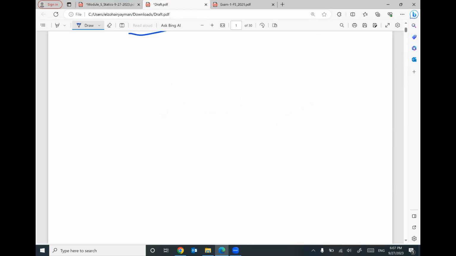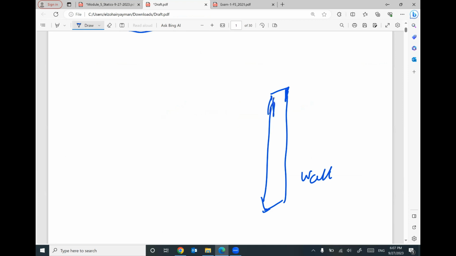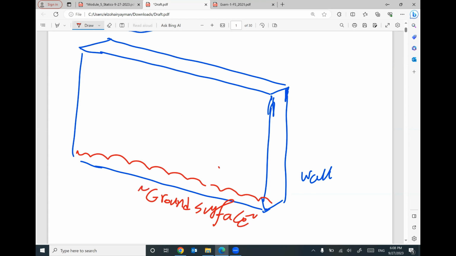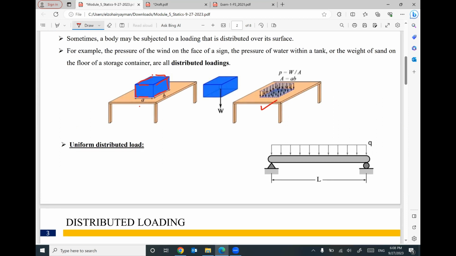Another example, if you look to a wall, fence around the yard of your house, this fence is not concentrated at one point. This fence is distributed over this line, if you are talking about the ground surface. So we don't have one point load, one concentrated load. No, we have distributed load. So sometimes we have this case in our problems or in our structures, distributed load.